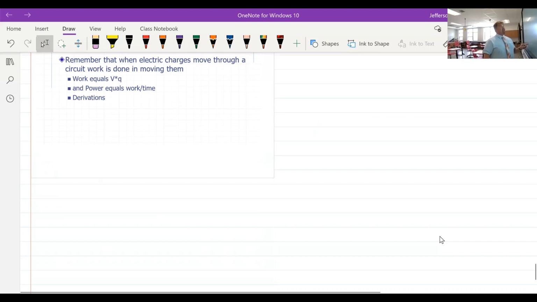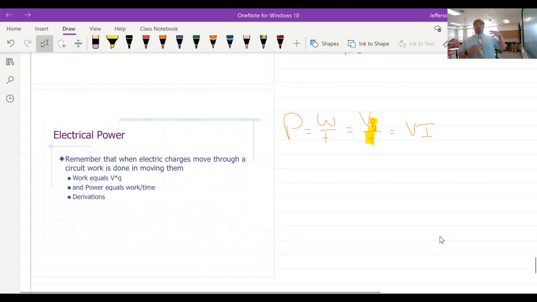And so we're going to end there. We're going to do a lot of sample problems with these, talk about how we use this on a day-to-day basis, and how we use it to power our stuff and how that energy conversion affects our lives.